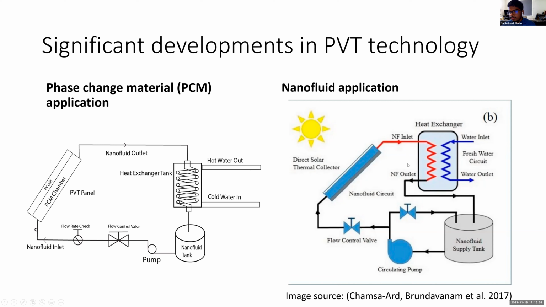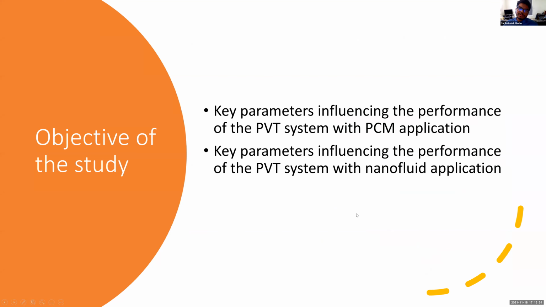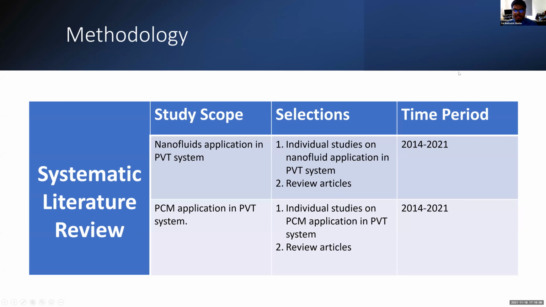Whereas the nanofluid application is also the same type of application, in which a nanofluid is prepared and pumped into the PVT system to dissipate heat from the PV cells. And this heat is again used for domestic hot water applications. So the objective of this study is to identify the key parameters influencing the performance of PVT systems with PCM applications and also key parameters influencing the performance of PVT systems with nanofluids application.